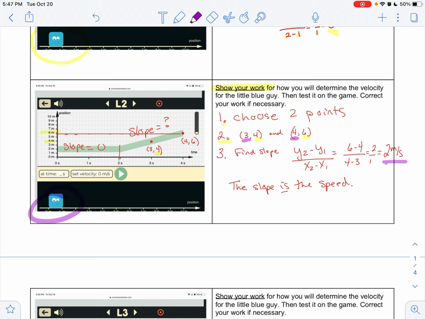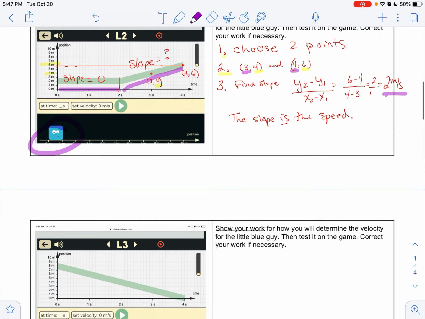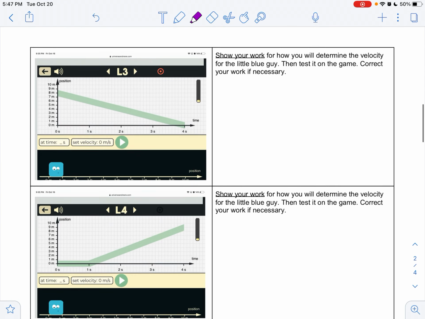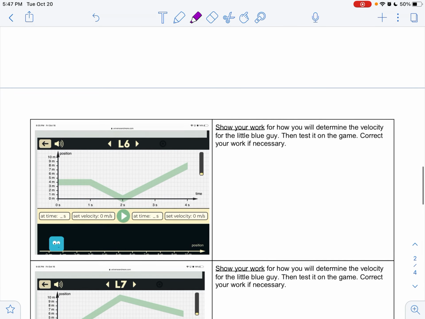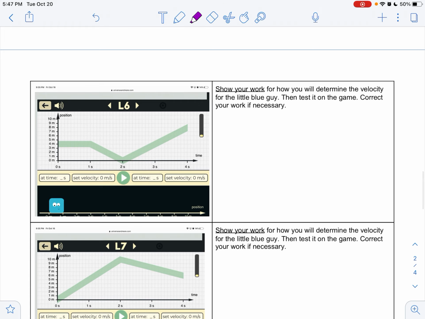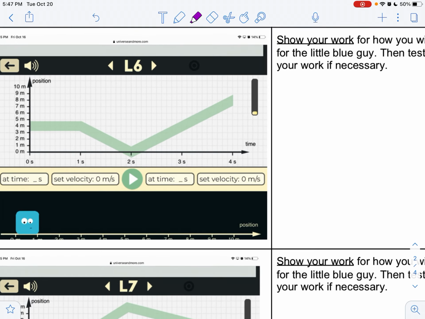So he starts at rest, rest, rest, rest. Now he's going 2 meters per second in this section. Let's do one more together to get you going. I'm going to move to a more difficult one. I'm going to go here to number 6. This may be of more interest and a better example.